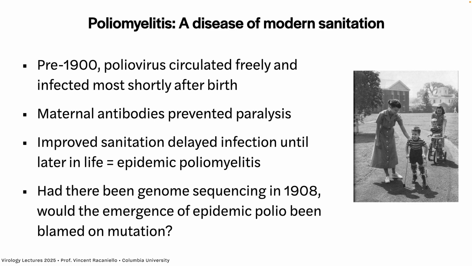Now, in 1900, what happens? The greatest invention of humanity, sewers and the toilet. Now, the sewage all goes in pipes, and kids don't get infected shortly after birth. They get older and older and older. The maternal antibodies wane. Now they are not immune to poliovirus. And you introduce a virus into a few thousand kids, boom, you have an epidemic. So it is an epidemic, a disease of modern sanitation. Sanitation is not bad, but in this case, it delayed infection to a point where you didn't have immunity.